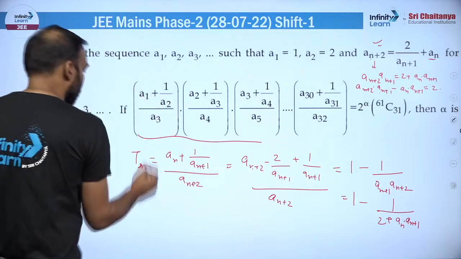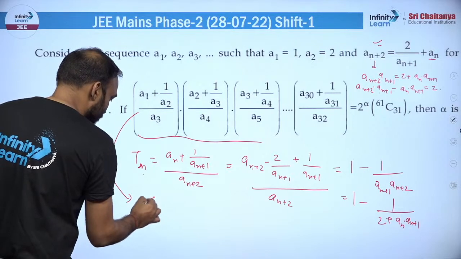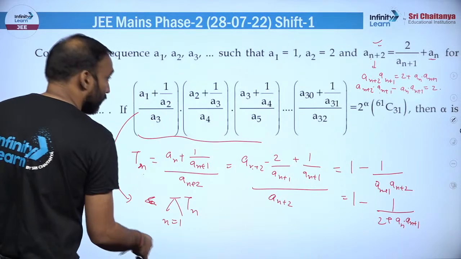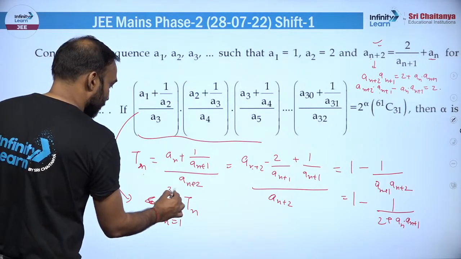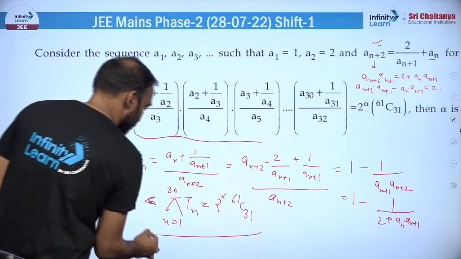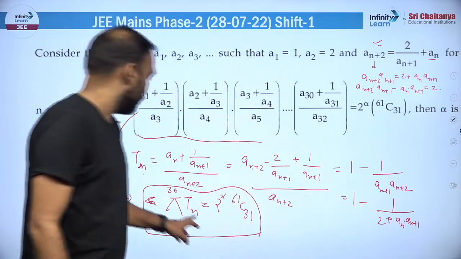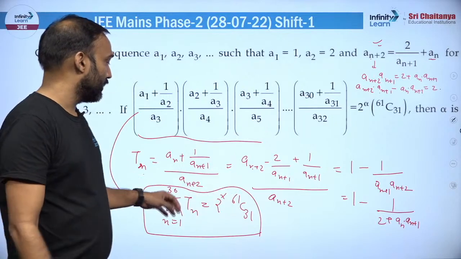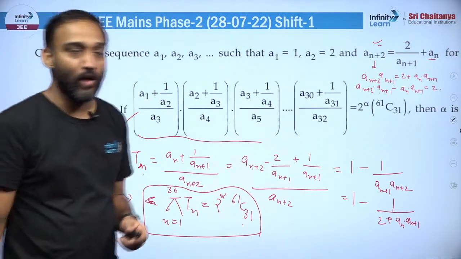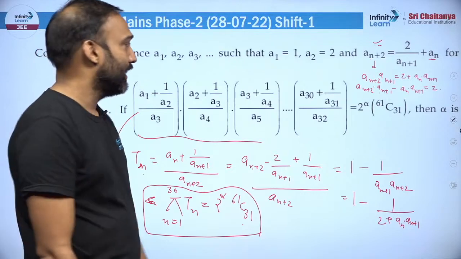So now all I have to do is this: the left hand side is the product of all the terms. So instead of sigma we'll use the product of Tn where n goes from 1 to 30. This is equal to 2 raised to power alpha into 61C31. Right? So all I have to do is replace this Tn over here and write the product. Your terms will be simplified, and from this you can compare these values and get the value of alpha. And once alpha is known, we can mark whichever option is the correct answer.